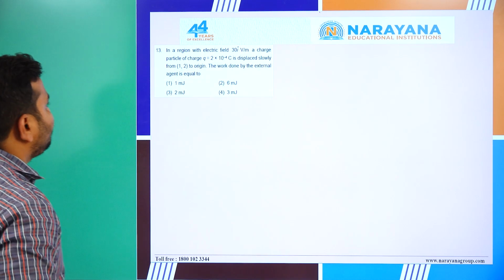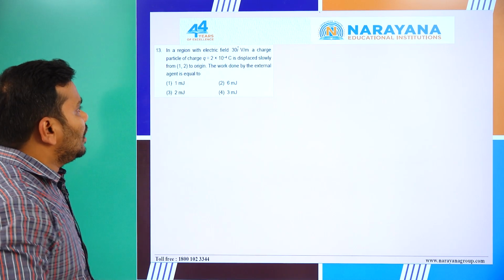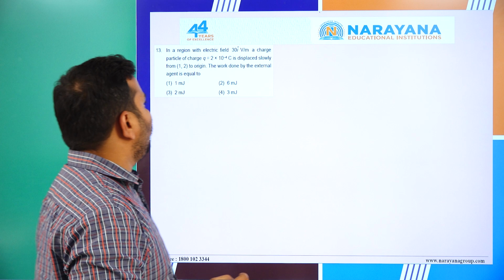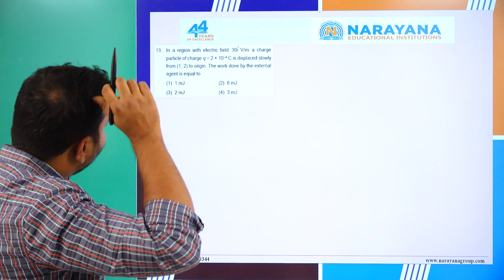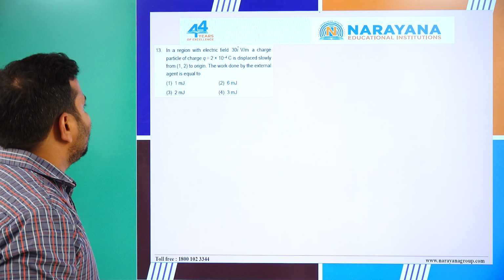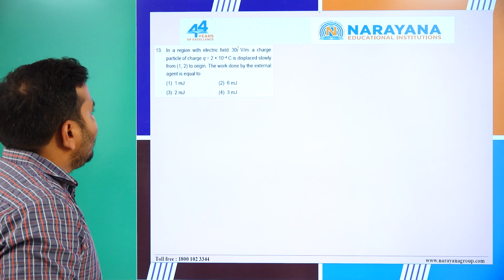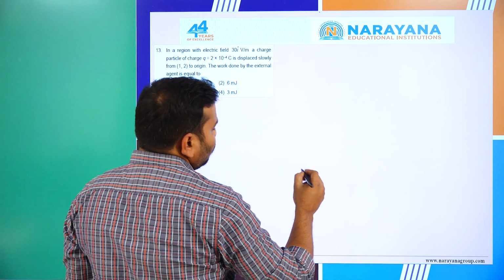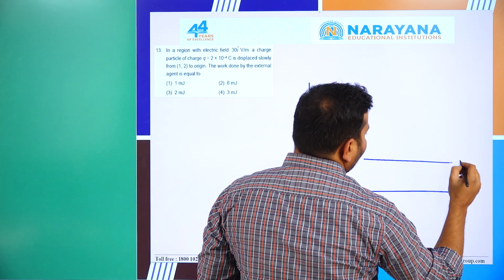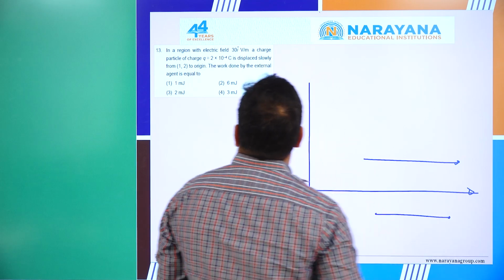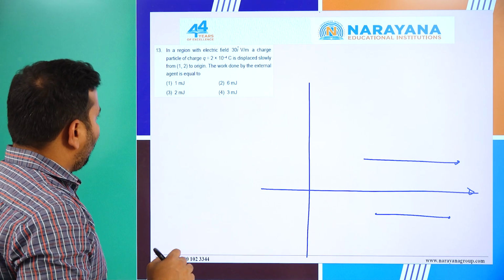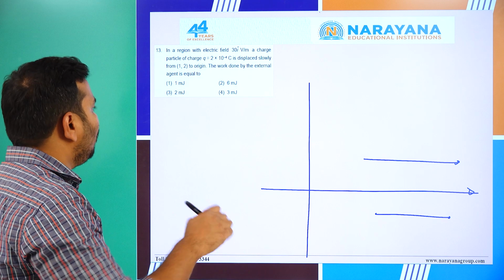Next, in a region of electric field 30 volts per meter, a charged particle of charge q equal to 2 into 10 power minus 4 coulomb is displaced slowly from (1, 2) to the origin. The work done by the external agent is equal to what? As per the question, the electric field is along the x axis, so I will consider it as a uniform electric field. The charged particle is displaced slowly from point (1, 2) to the origin.